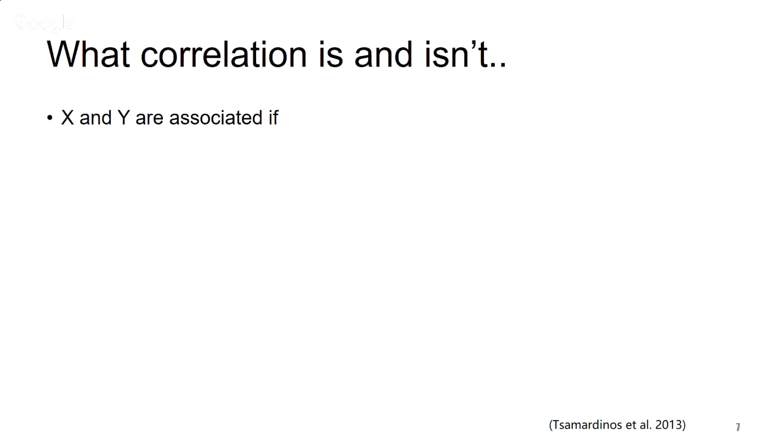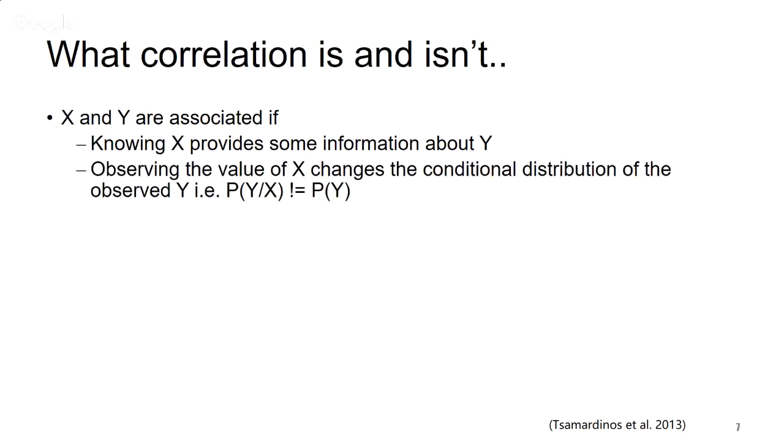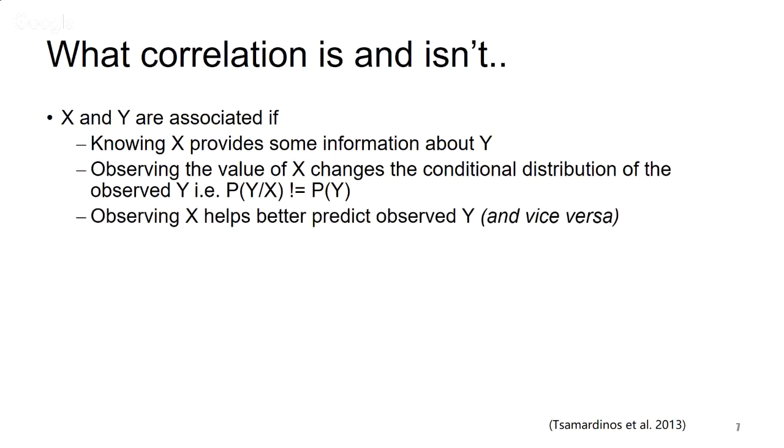So I thought of having one slide, which I literally stole from the link over there. We generally say X and Y, two variables, are associated if knowing X provides some information about Y. Now, you can think of information in an information theoretic sense. In other terms, if you observe the value of X, it somehow changes the conditional distribution of Y. So the probability of Y conditioned on X is not the same as the probability of Y. This is a slightly more nuanced definition of association. A third way of thinking about it is if you know X, it helps predict Y better.